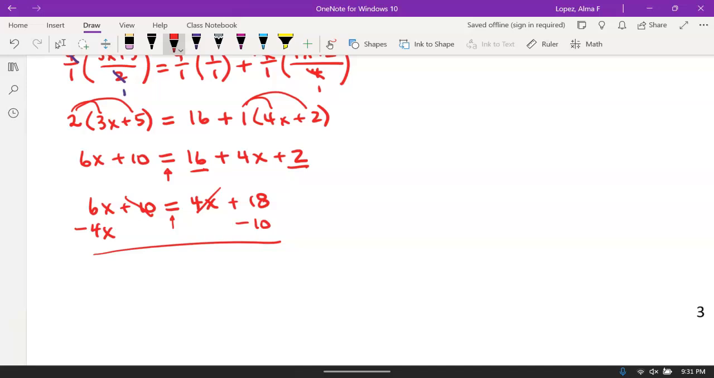So now we have 6x's and negative 4x's, which combine to be 2x on the left-hand side of the equal. And 18 and negative 10 combine to be 8 on the right-hand side of the equal. To finish it off, I'm going to divide both sides by 2. On the left, I end up with x, and on the right, I end up with 4.